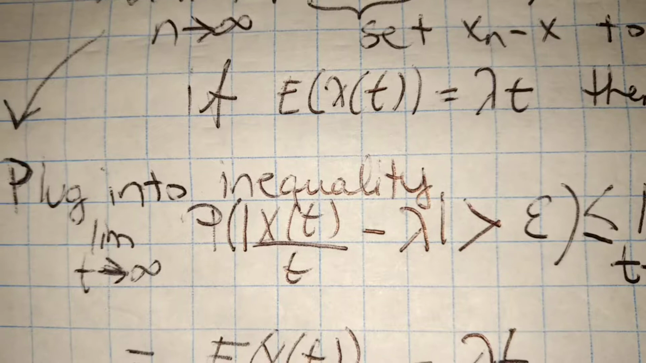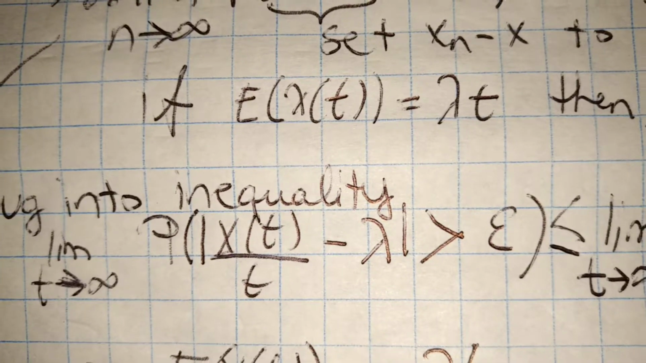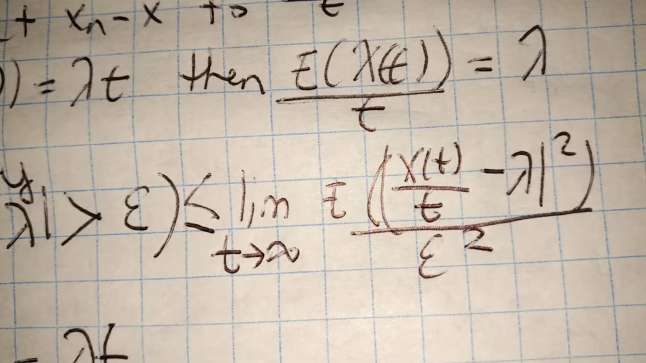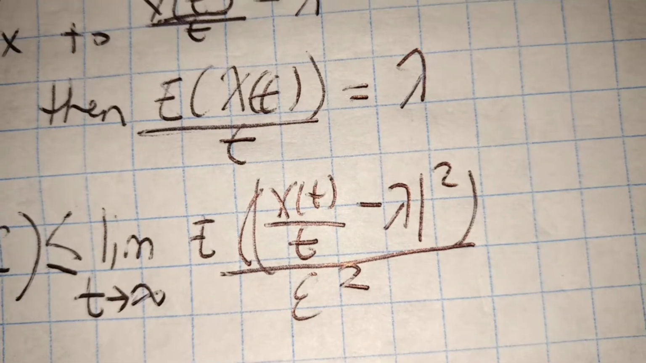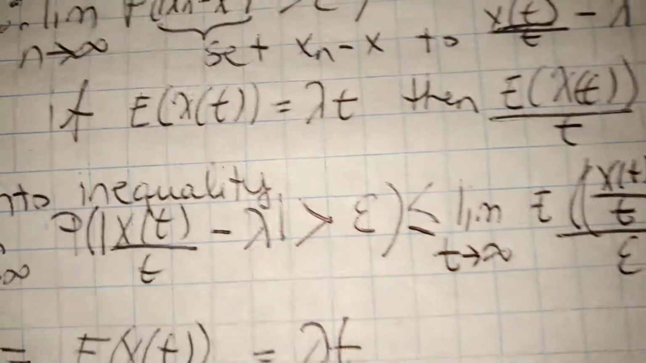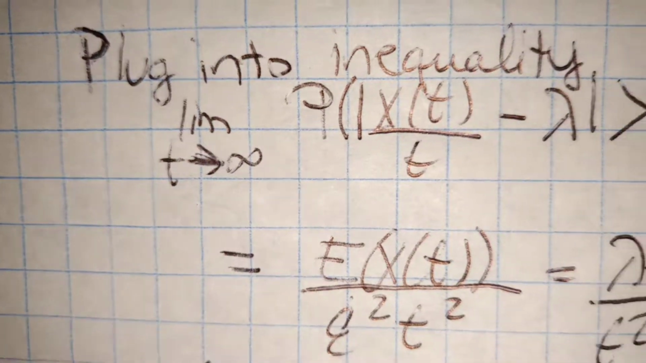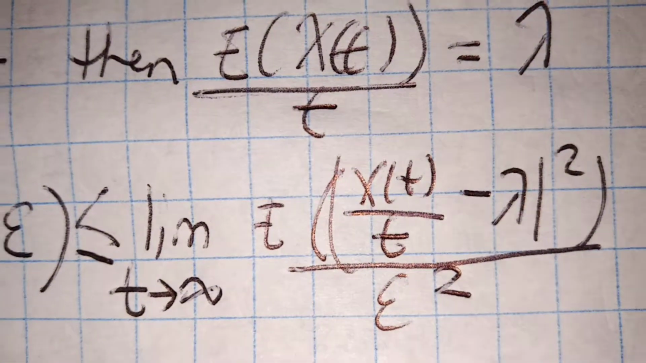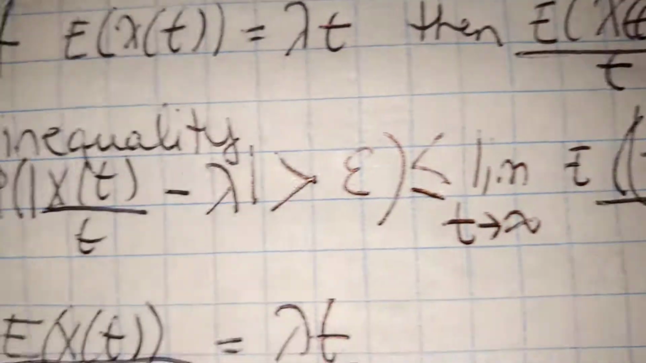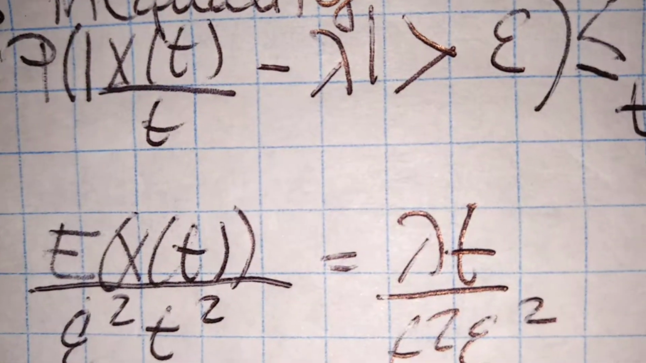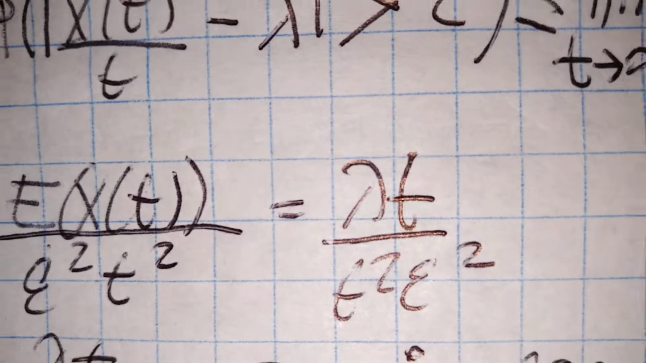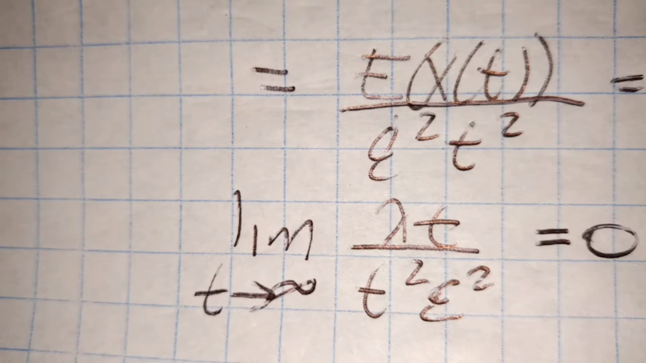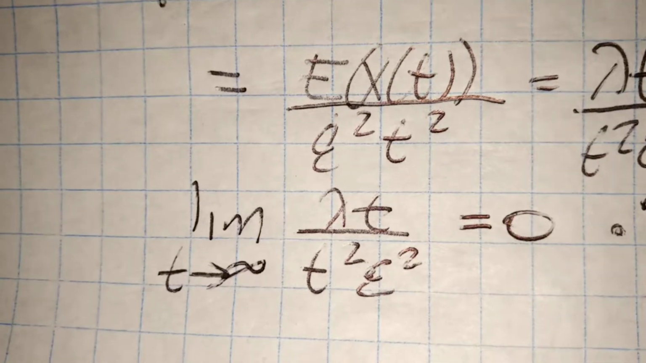So we have the limit as t approaches infinity of the probability that the absolute value of X(t) over t minus λ is greater than epsilon is less than or equal to the limit as t approaches infinity of the expectation of the absolute value of X(t) over t minus λ, squared, over epsilon squared. And so what you end up with is, in the numerator you have E of X(t), and then here you still keep your epsilon squared, and with the squares you end up with t squared on the bottom as well. E of X(t) is just λt, so you end up with λt over t squared epsilon squared. And so the limit as t approaches infinity of λt over t squared epsilon squared is just 0.